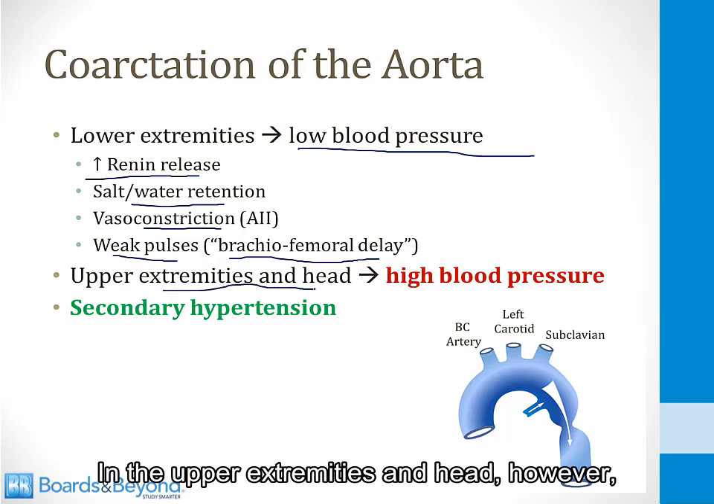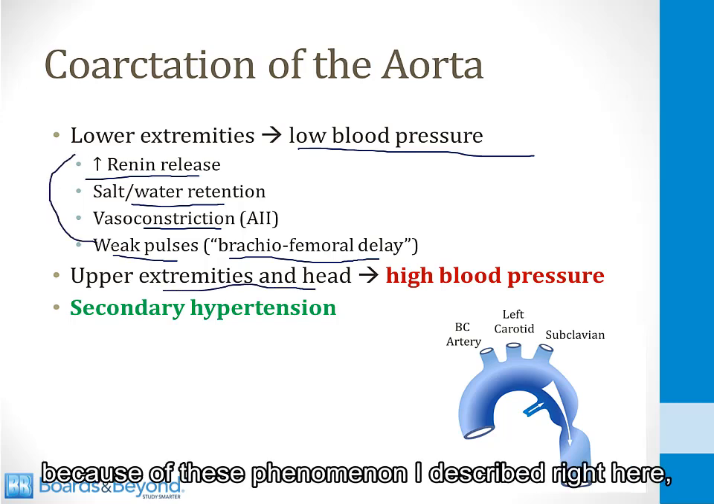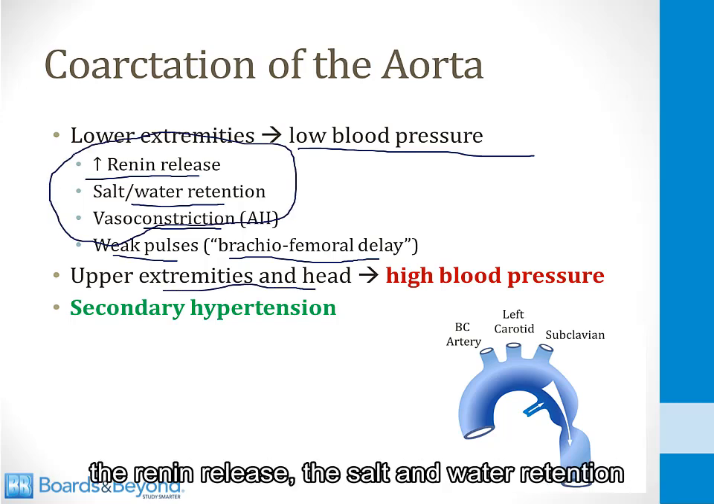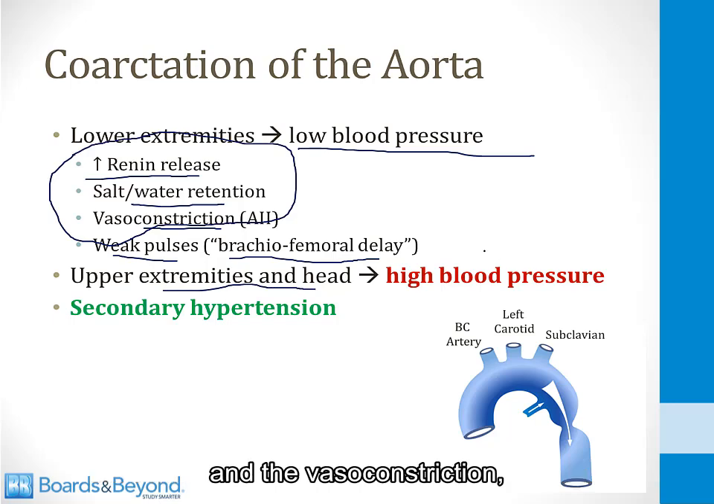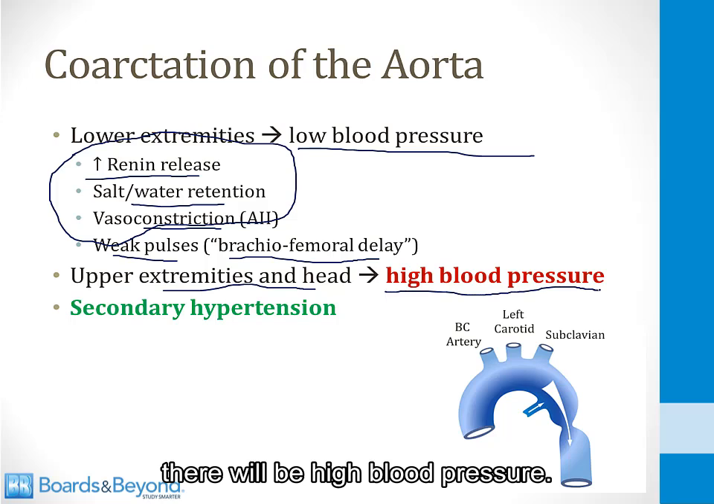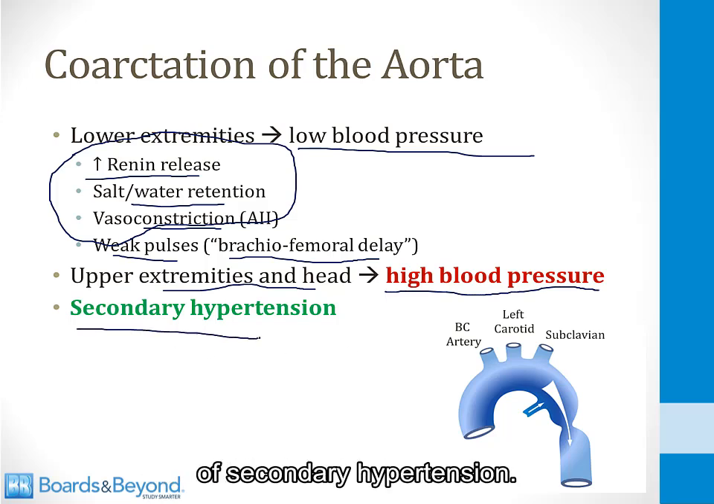In the upper extremities and head, however, because of these phenomena I described right here, the renin release, the salt and water retention, and the vasoconstriction, there will be high blood pressure. And for that reason, coarctation is one of several causes of secondary hypertension.